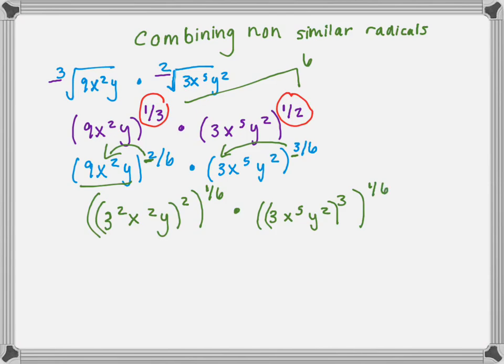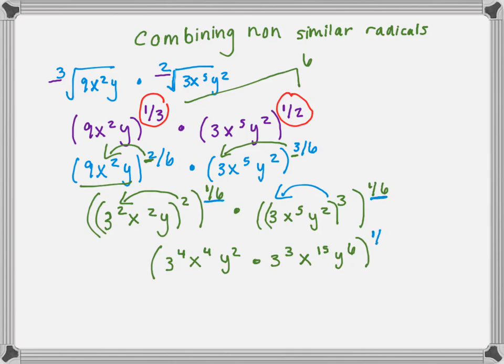So now I can really combine these into a huge thing, and I can say that this is 3 to the 4th, because remember I'm just distributing this through, x to the 4th y squared times, you distribute the other one through, times 3 cubed x to the 15th y to the 6th, and that's all to the 1/6, right? So if we're combining these, we can make this all to the 1/6.